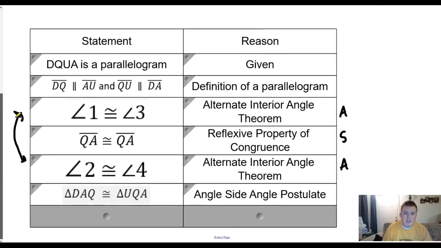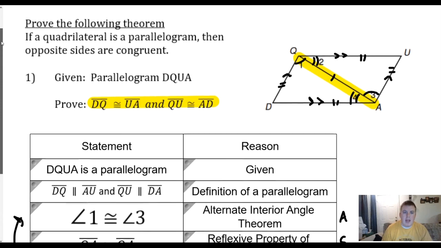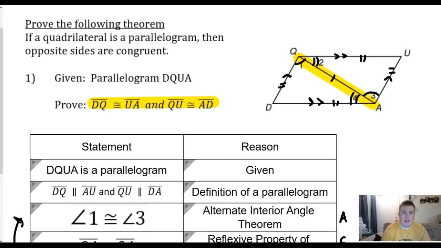Alright, so that's our final step. We're going to show that those are congruent, and that is, of course, by CPCTC. Congruent parts of congruent triangles are congruent. So we have now proved that if a quadrilateral is a parallelogram, then opposite sides are congruent. This is now fair game to use in any future proofs.